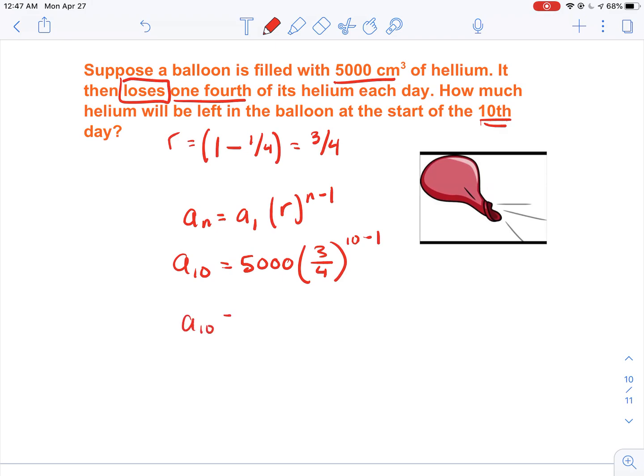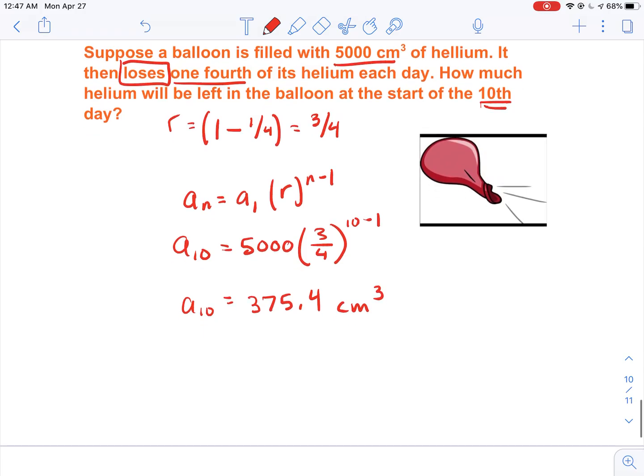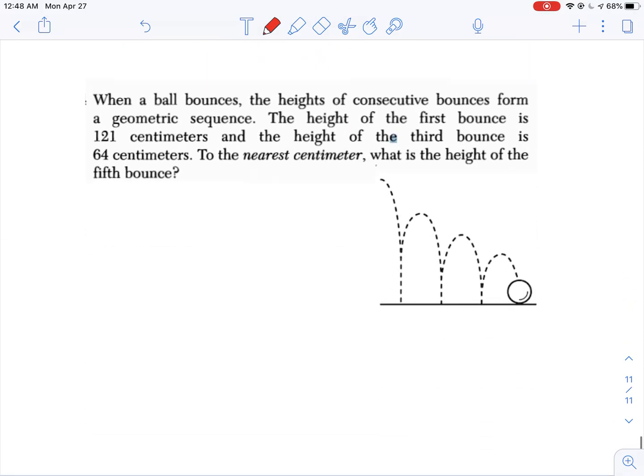Now again, you can plug this into your calculator, right? And you should get approximately, let's type this in, 5,000 times 3/4 to the 9th power. 375.4. Okay, so you get 375.4 cubic centimeters left in the balloon on day 10. So it's going to be significantly deflated.